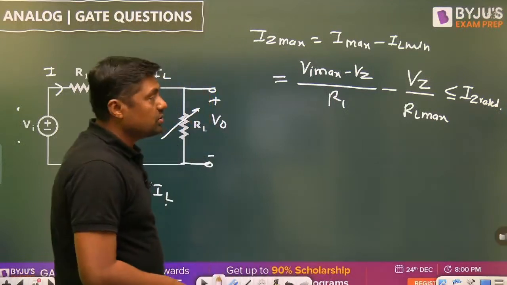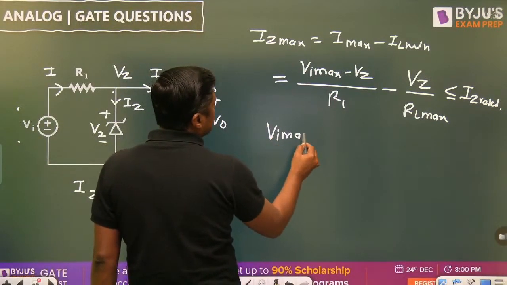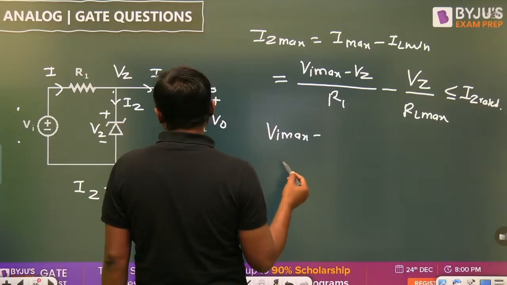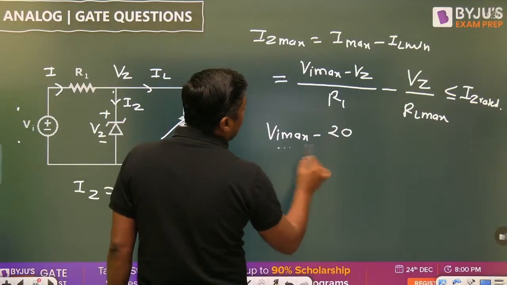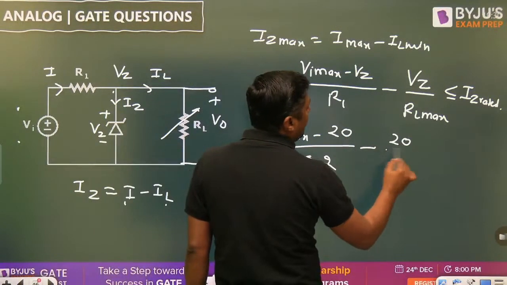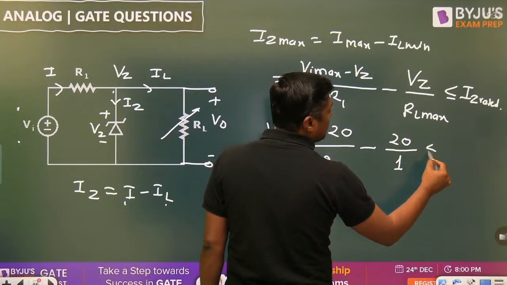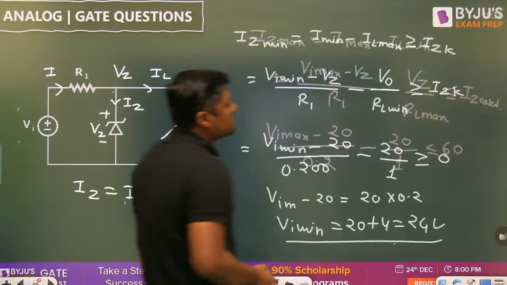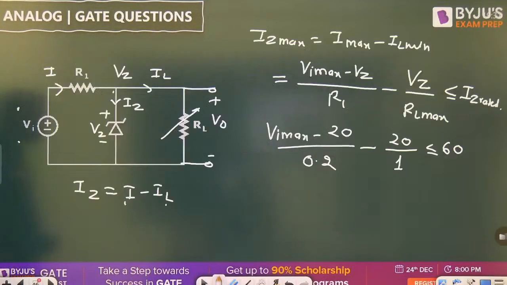What is the maximum current through the Zener diode? You have to use the value of Vi max minus Vz. Vz is 20 volt, R1 is 0.2 kilo ohm, and RL is fixed at 1 kilo ohm. It should be less than or equal to 60 milliampere. What is the 60? That is the rated current given in the question. The maximum current of the Zener diode is 60 milliampere, called the rated current. It should be less than that.